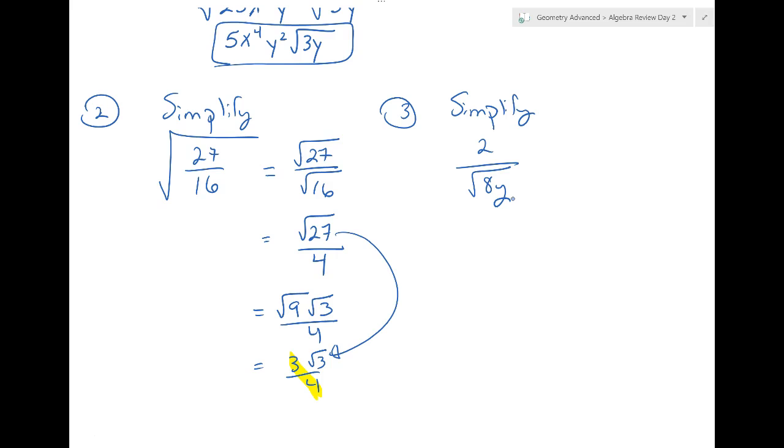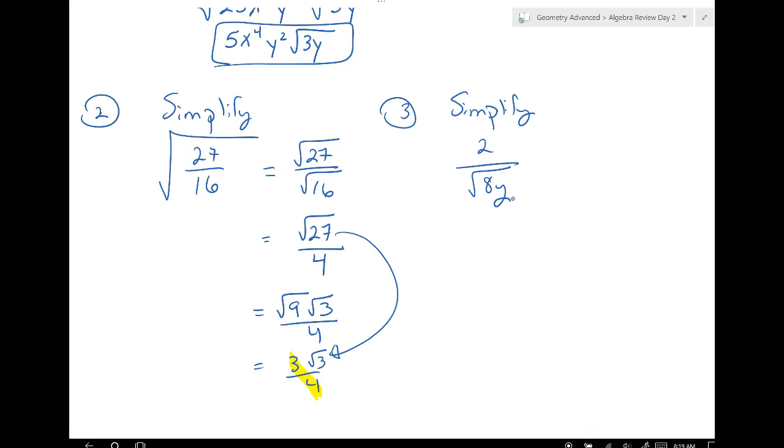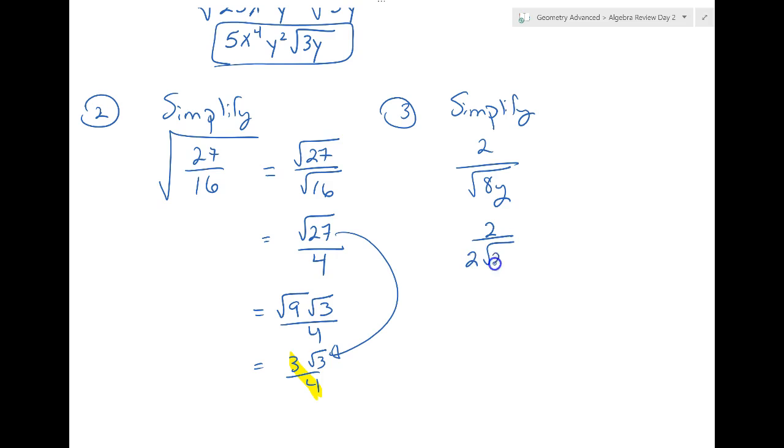Someone take the square root first. So you got 2 over 2 root 2y. All right, that's not a bad idea. Can I simplify anything with that? Yeah, can I go ahead and go 1 over the square root of 2y? Am I done?